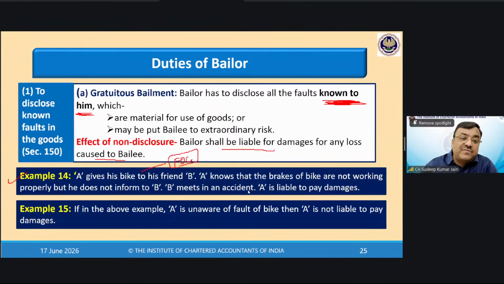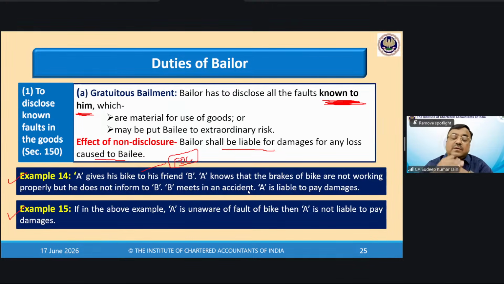But if in example number 14, A was unaware, A has no knowledge about the fault in the brakes, then A is not responsible to pay the damages. उस केस में, if A is unaware of the fault of the bike, then A is not responsible.